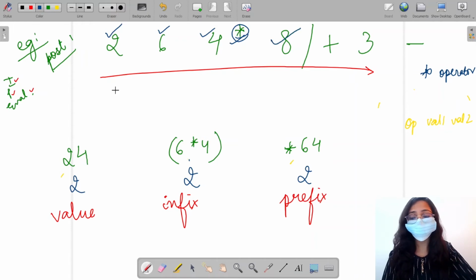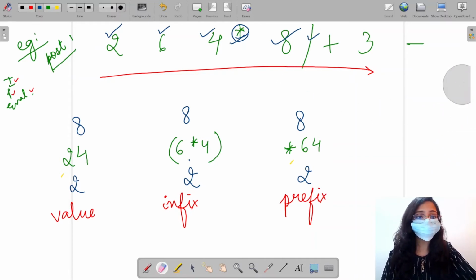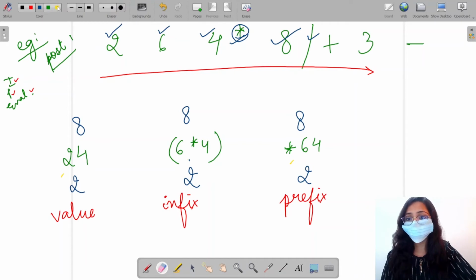We have 8. 8 is an operand and we will simply push it onto the stacks. Then we have divide. Divide is an operator. So now we are going to work with the stacks again. So we'll pop and pop. Here we have 24 divided by 8.